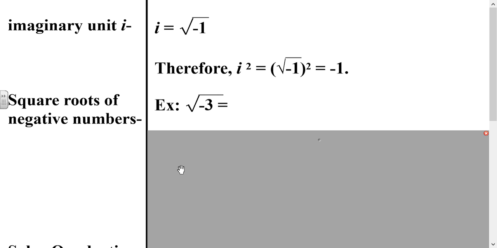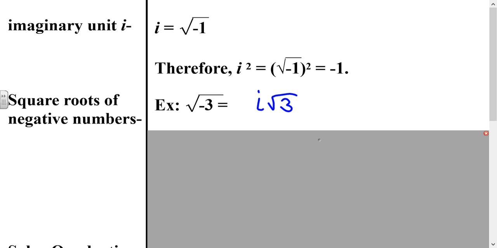So for instance, if I would like to take the square root of -3, I cannot take the square root of -3. So what I'm going to do is use the imaginary unit i to do this. So the i takes the place of the -1, which is basically just the negative sign in this. So the i will come out front and the 3 will stay underneath.